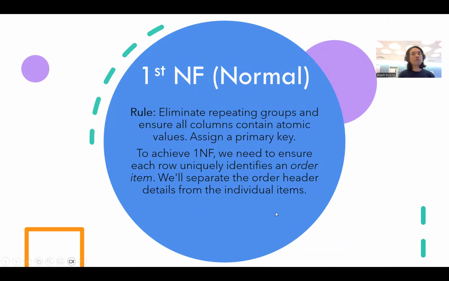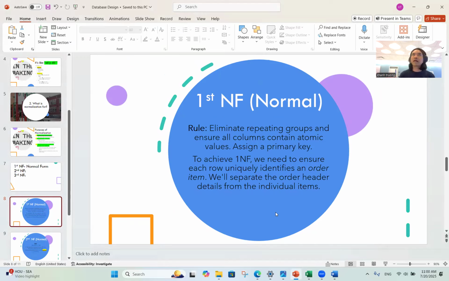The first normal form, right? In the first normal form, you eliminate repeating groups, ensure all columns contain atomic values, and assign a primary key. In order for us to understand this process of normalizing the database using the first, second, and third normal form, let's take a look at one big table that is unnormalized, right?